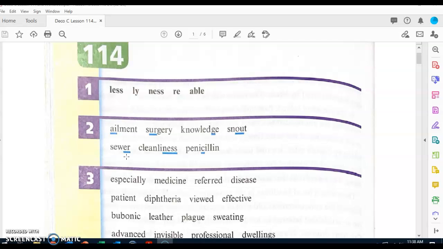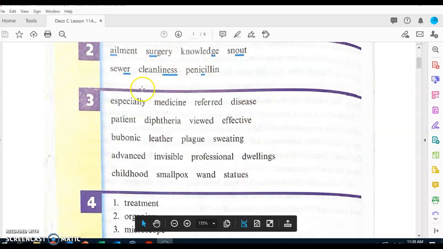What is the underlined part? What word? Sewer. Next word. What is the underlined part? Ness. What word? Cleanliness. Next word. What is the underlined part? What word? Penicillin. Let's go ahead and look at part 3.